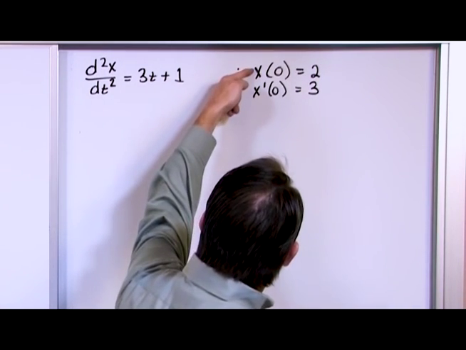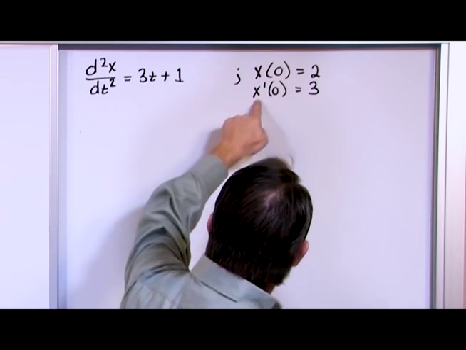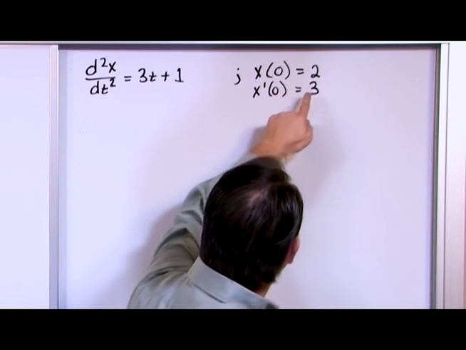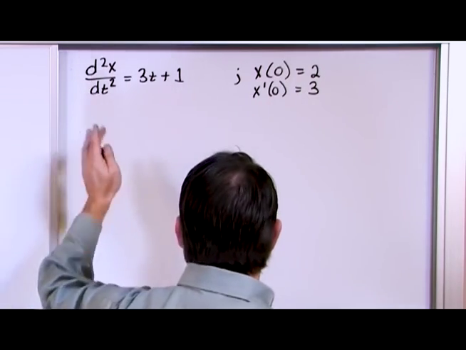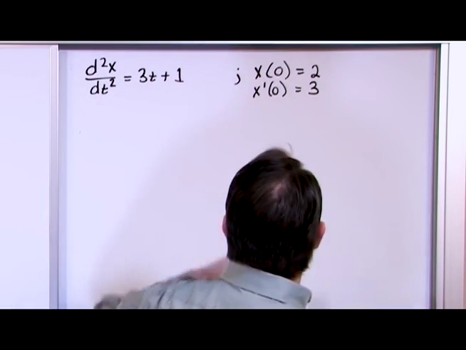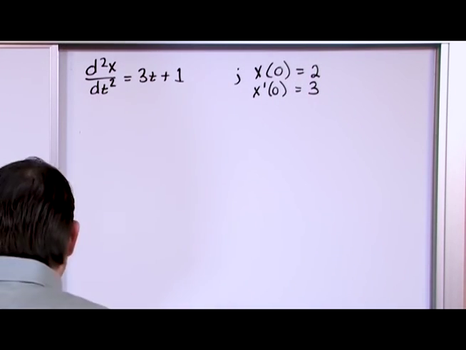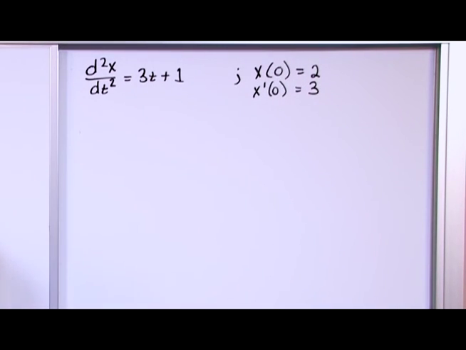This is the position, and this is the velocity because this is the derivative of x. So this is the velocity at a time of t equals 0, equal to 3 meters per second, or whatever it is you're talking about. The position is given by this other one. The initial conditions are used later, after you get the general solution.